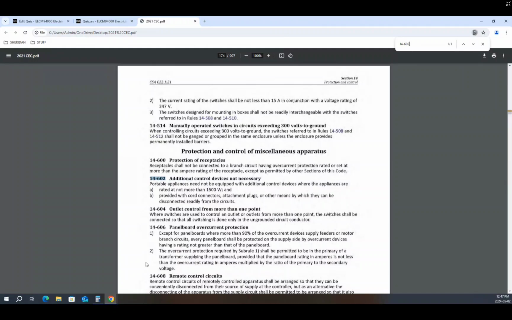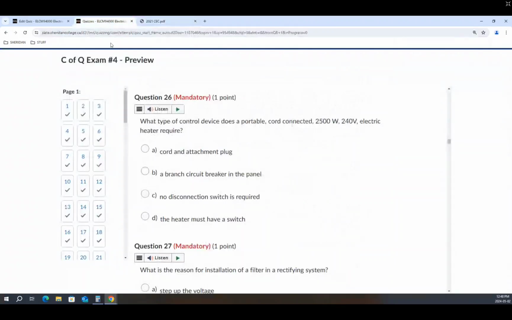I'm going to go with provided with or other means by which they can be disconnected readily. So I'm going to go with a switch at it for 2500.